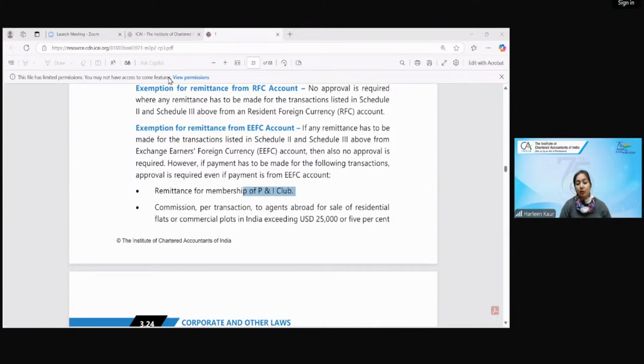For making the membership of P&I Club, whose approval is required? Yes, very good. Excellent answers. Insurance, Ministry of Finance, Insurance Division, approval is required. Very good, Khushi and Swati. Archana is saying central government. Yes, central government's approval, but which department?